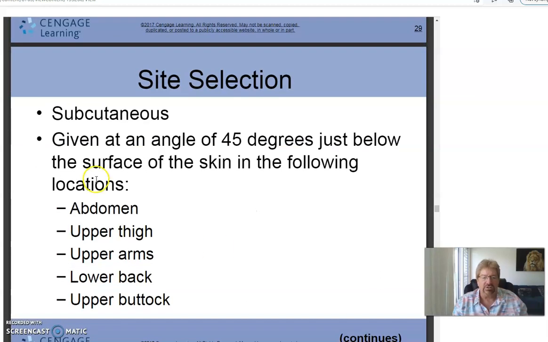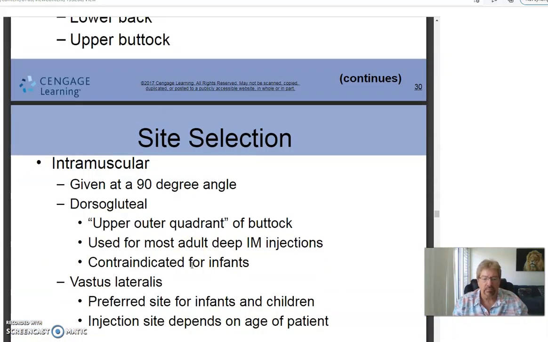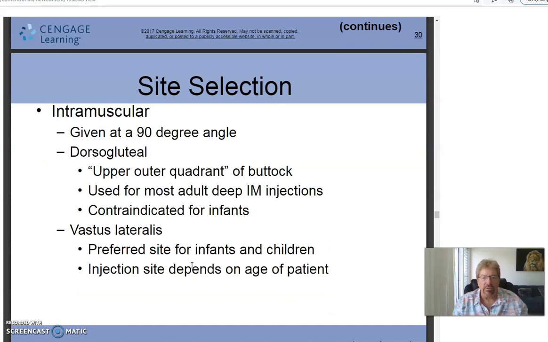Site selection. Subcutaneous is under the skin. You give a subcutaneous injection, those of you medical assistant students, you're going to learn this and do it in the clinicals, at a 45-degree angle, just below the surface of the skin in the following locations. You can do it in the abdomen, the upper thigh, the upper arm, which is usually where it's done. Lower back, upper buttock. It's usually done in the upper arm. Intramuscular is given at a 90-degree angle.